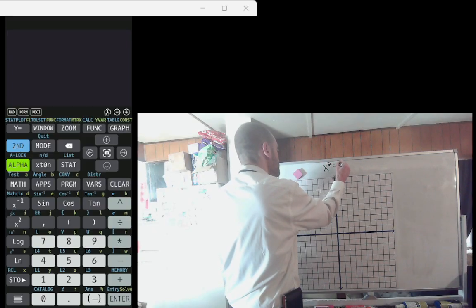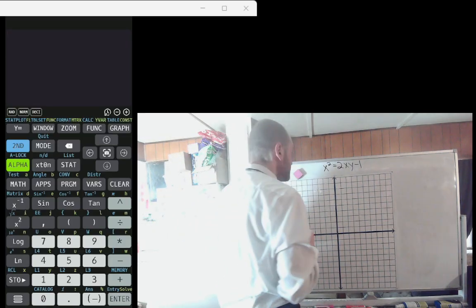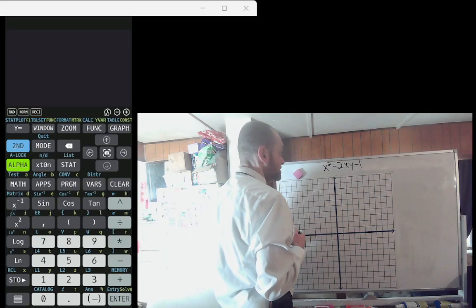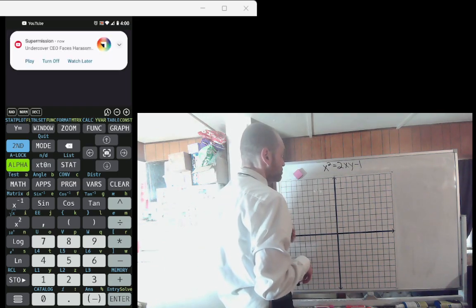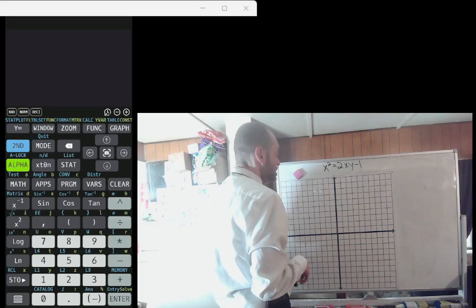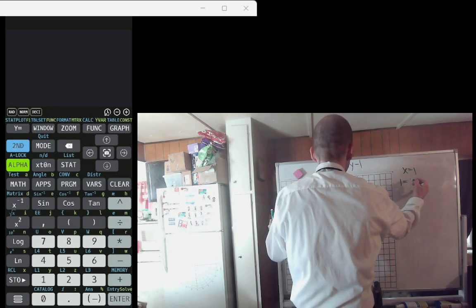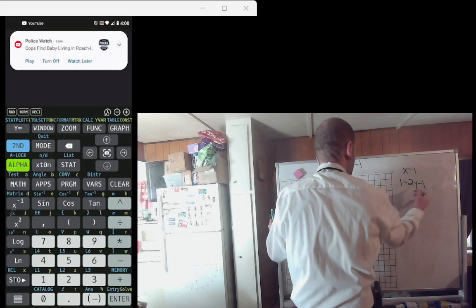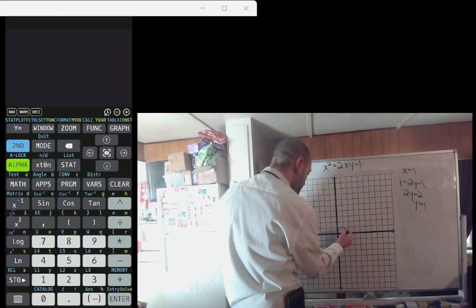x squared equals 2xy minus 1. Is this a function? When x equals 0, well, that'd be an asymptote. That's not going to work. How about when x equals 1? So 1 would equal 2 minus 1. So let's put this in for x equals 1. You would end up getting 1 equals 2y minus 1, so 2y would equal 2. Well, y would equal 1, so you'll get the point (1, 1).